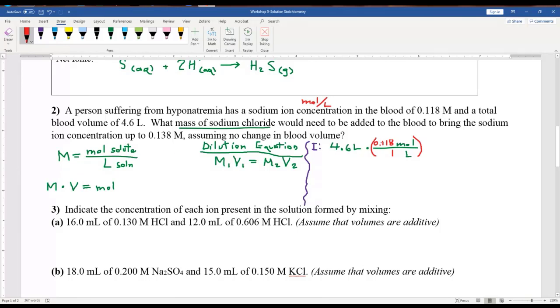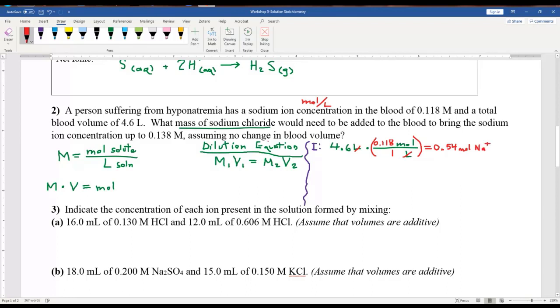But we can use it as a conversion factor. 0.118 molar is 0.118 moles per liter. And then that means the liters are going to cancel out, and I can calculate the moles. How many moles of sodium ion does the person have in their blood to start with? 0.54. Yeah, so 0.54 moles to start with, and that's moles of Na plus.